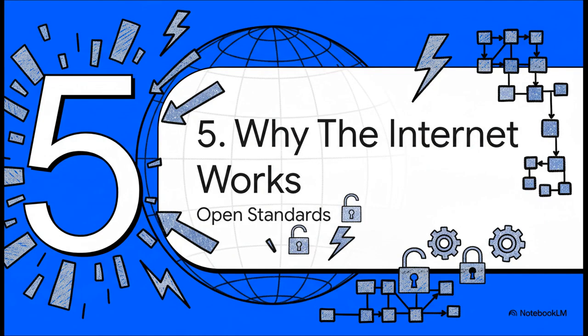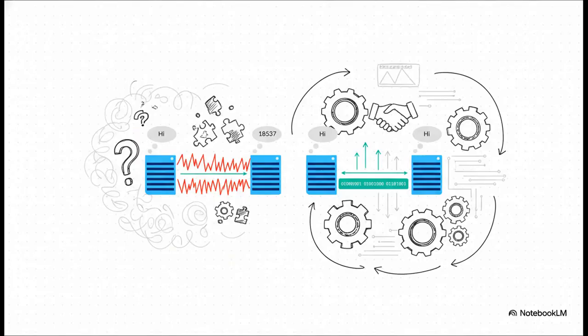So, all of this globe-spanning, lightning-fast, and honestly remarkably reliable system, it all works because of one single powerful idea. Let's take a look at what makes it all possible. Just imagine for a second that one computer sends a message that represents the word hi, but the computer on the other end is expecting a number, so it interprets that exact same message as 18,537. Total confusion, right? Communication fails.